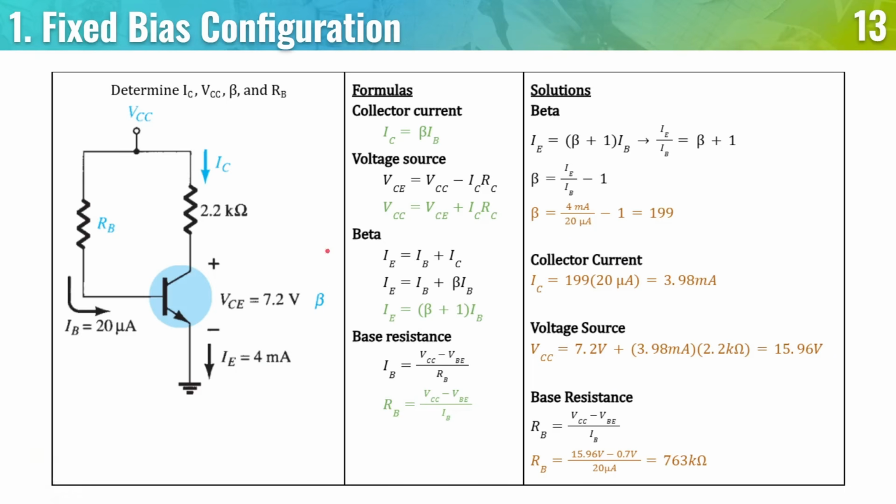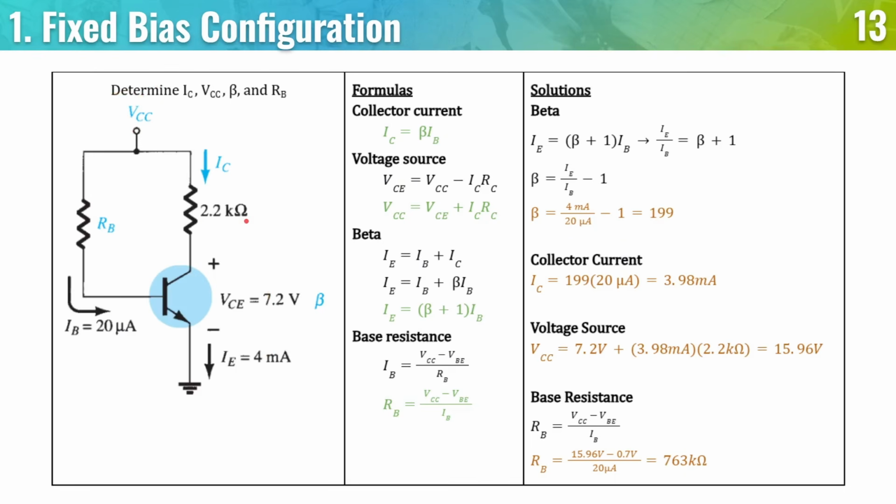Because we do know that we have IE and we do have IB, if this is already given, then we can just substitute it to find the beta. Later on, we can also look for the voltage source. So from VCE is equal to VCC minus ICRC, we can swap the places around. So we can get VCC is equal to VCE plus ICRC. Again, this is the formula where it came from, because across this region, we have VCC minus the voltage drop here.